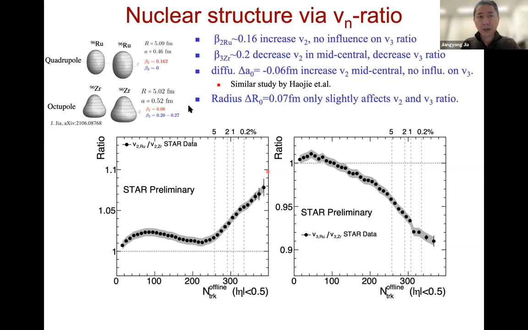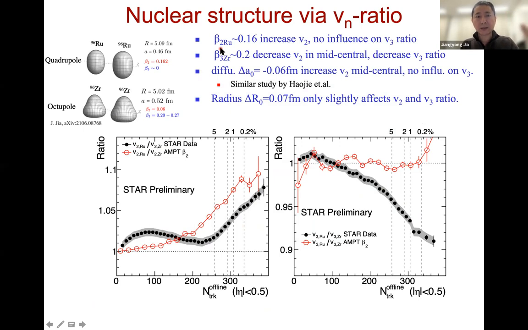So we perform an AMPT simulation again. First of all, I show you the STAR data. This is the V2 ratio. This is the V3 ratio. So V2 is larger in ruthenium and V3 is smaller in ruthenium compared to zirconium. What I do is implement the beta 2 that is determined by the low energy experiment. I put in the beta 2 value only. I get an enhancement of the V2 ratio because ruthenium has a large beta 2, zirconium has smaller beta 2. Therefore, there's an enhancement of V2 in ruthenium relative to zirconium, so the ratio is above one. But for V3, there's no dependence on beta 2, as expected.